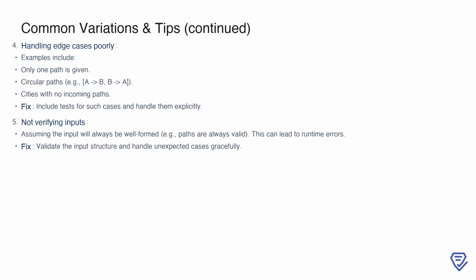Additionally, some solutions may fail due to not verifying the inputs. Assuming the input is always well-formed, such as paths being valid or structured correctly, can result in runtime errors. To address this, validate the input structure and implement safeguards to handle unexpected or irregular cases gracefully. Proper handling of both edge cases and input validation ensures a robust solution that works under all conditions.